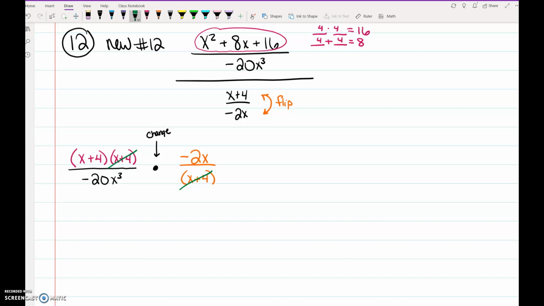Negative 2 and negative 20, we can simplify that. Think about the fraction negative 2 over negative 20. That simplifies to the fraction 1/10. Negative 2 divided by 2 is 1. Negative 20 divided by 2 is 10. Also, this x will cancel out one of these x's, leaving you with x squared on the bottom. So on the top, we just have x plus 4. On the bottom, we have 10x squared.